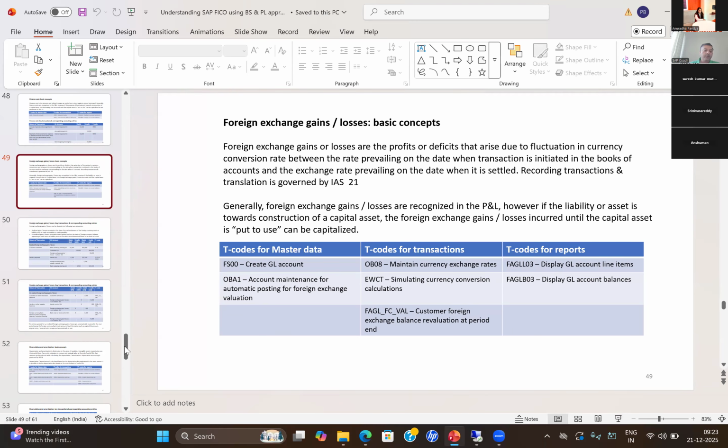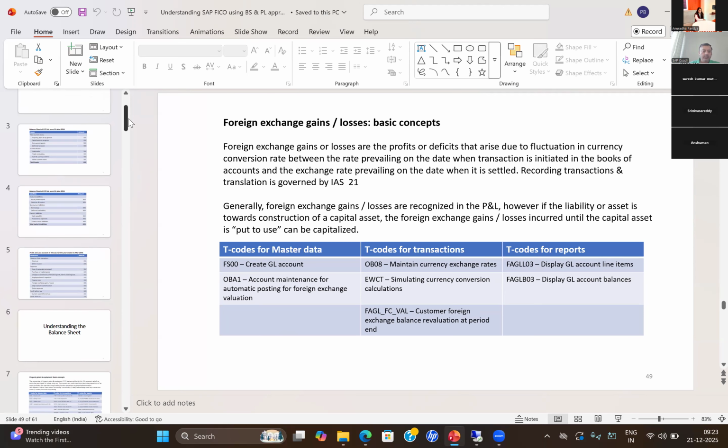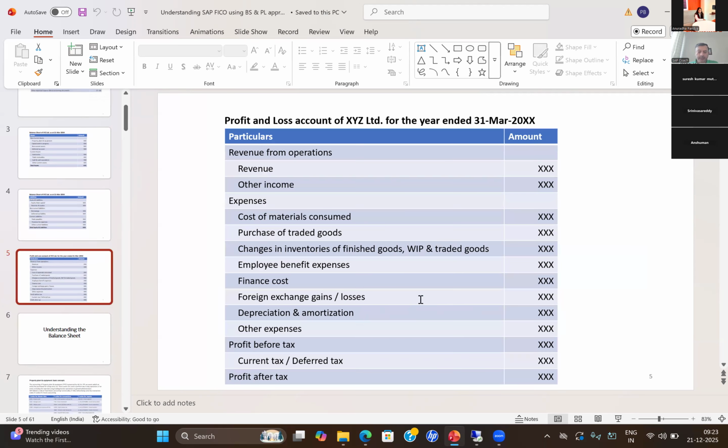So here, if I go to the P&L, I'll show you how any entity's P&L will look. In the P&L, we'll see revenue from operations, we'll see expenses. So we'll see consumption of goods, employee benefit expense, finance cost.